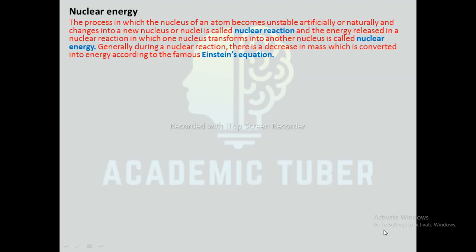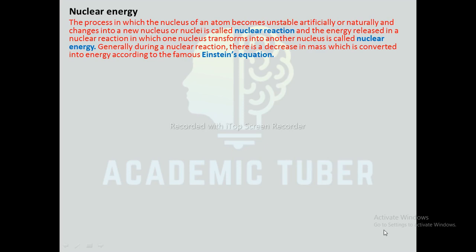Nuclear energy. The process in which the nucleus of an atom becomes unstable artificially or naturally and changes into a new nucleus or nuclei is called nuclear reaction. And the energy released in the nuclear reaction in which one nucleus transforms into another nucleus is called nuclear energy.